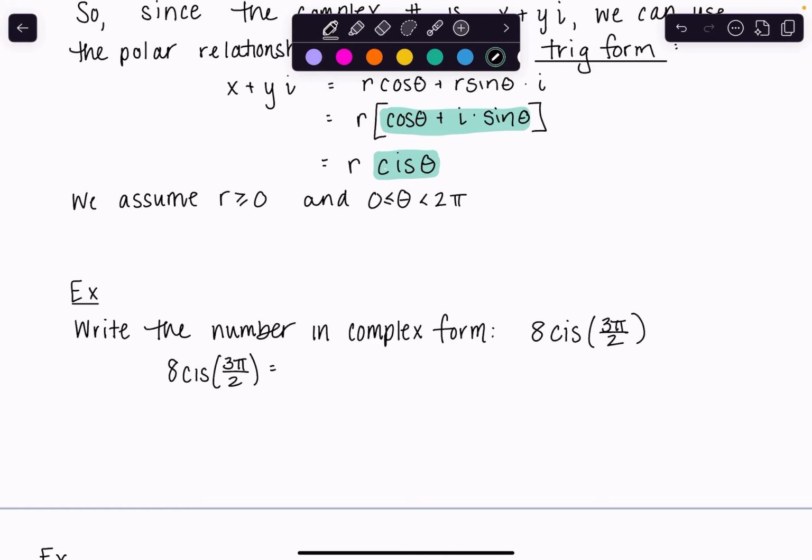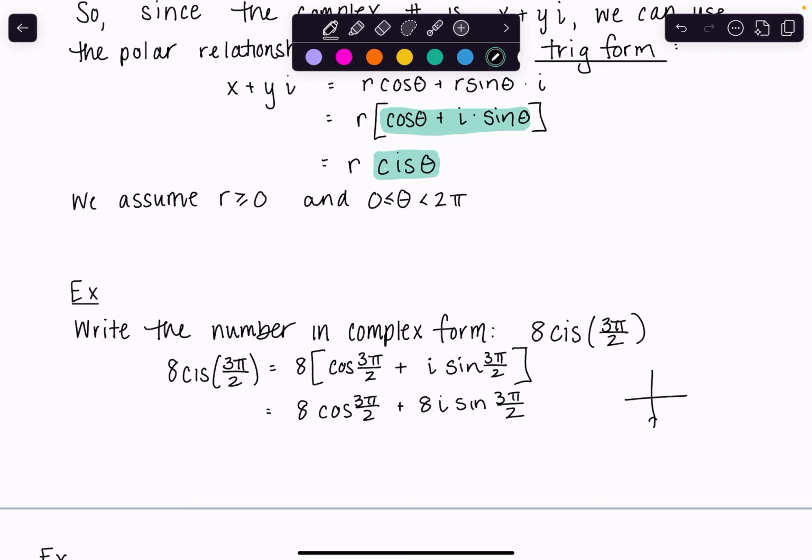So all that means is we have 8. The cis stands for cosine of that angle plus i sine of that angle. So again, knowing your unit circle is going to be important. And again, that 8 really just distributes out to everything. So this is 8 cosine of 3 pi over 2 plus 8i sine of 3 pi over 2.